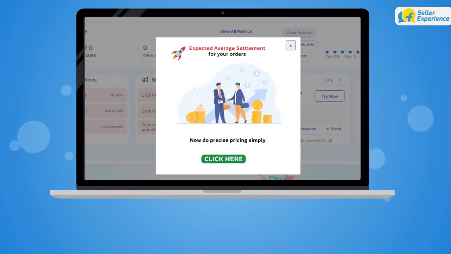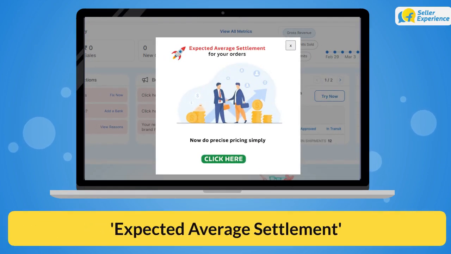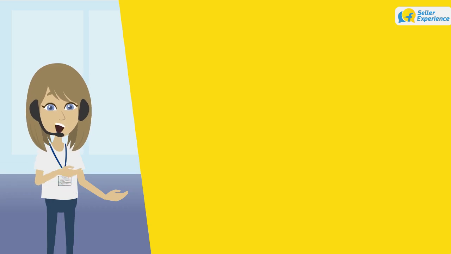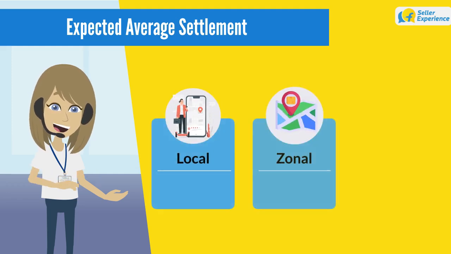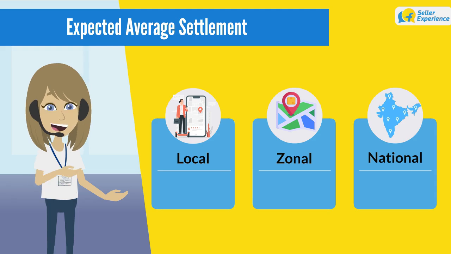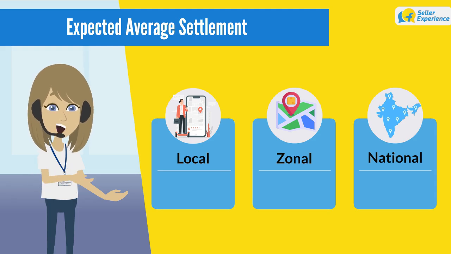Early this year, we introduced the expected average settlement for you, which provided a prediction of the average settlement for your listings. Here, we helped you with the visibility of the expected average settlement considering your last 30 days of local, zonal, and national orders across Flipkart and seller fulfilled profiles.